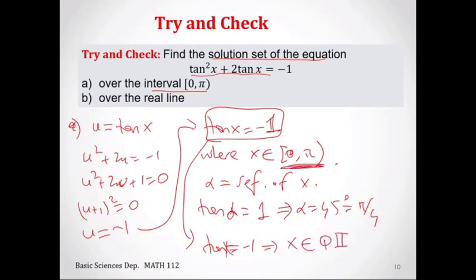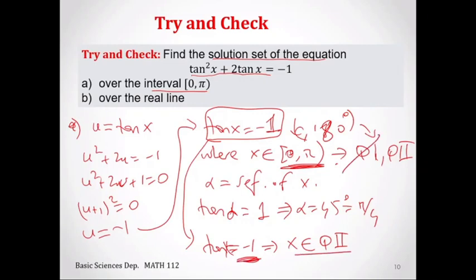Why am I checking quadrant 2 here? Because the angles are from 0 to 180, so I am checking quadrants 1 and 2. And tangent is negative only in quadrant 2, not quadrant 1. So the reference angle in quadrant 2 is 45 degrees, we know. So this angle will be 180 minus 45, so it will be 135 degrees. If you change it to radians, it will be 3 pi over 4.